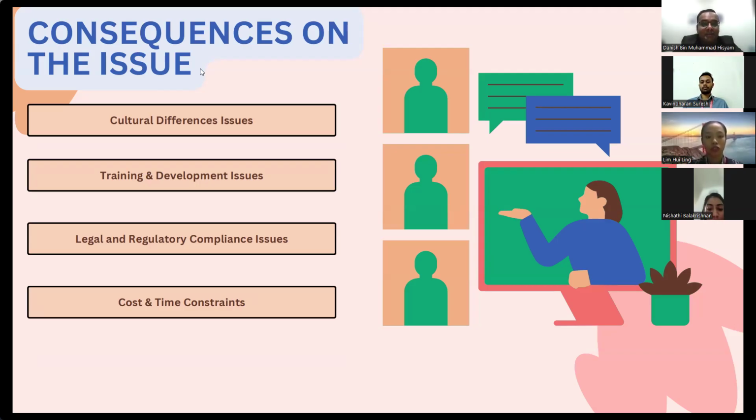My part is the cultural differences. The consequences that we can get is communication breakdown. Ineffectiveness, mistakes, or disputes among teams can result from misunderstanding brought on by language hurdles, disparate communication styles, or cultural conventions. The second thing is reduced productivity.